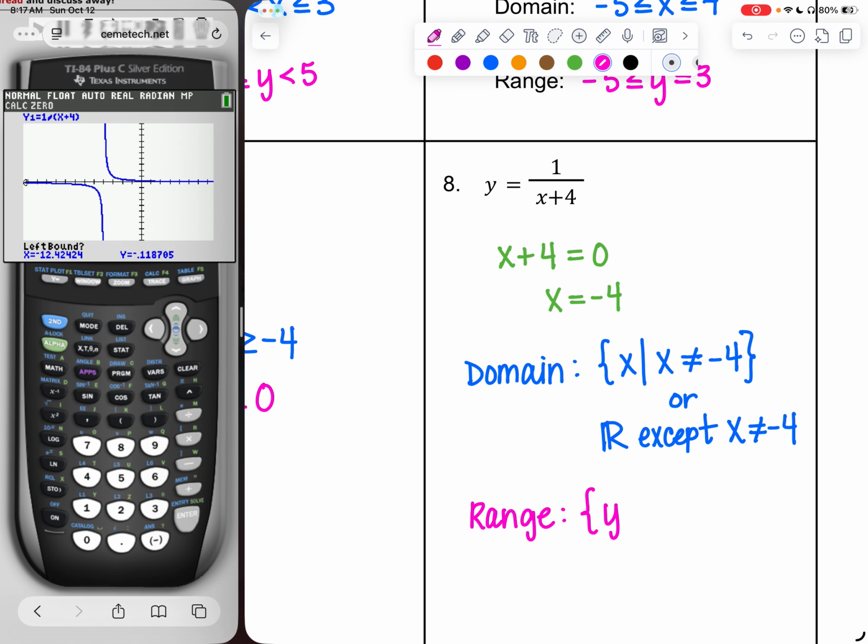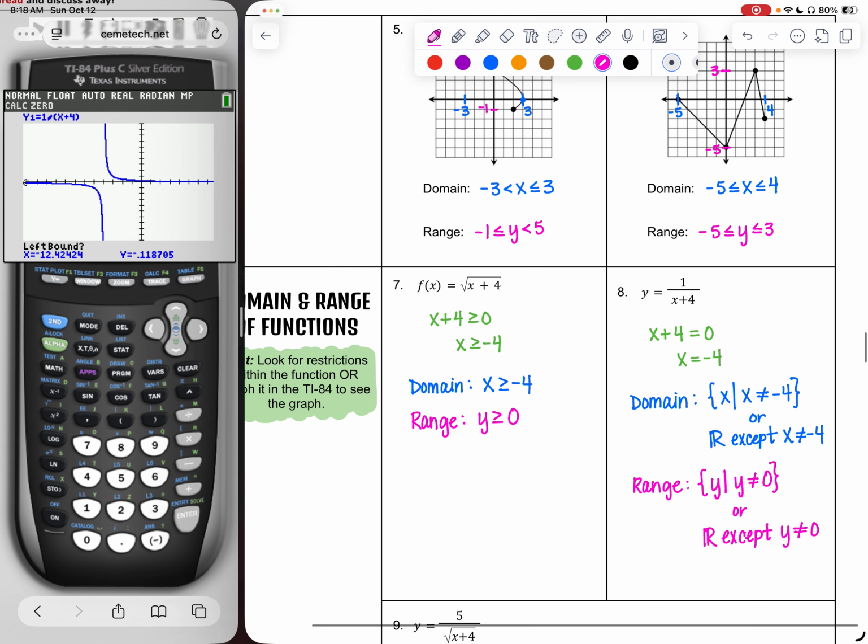If you don't like that, you can say all real numbers except y cannot be equal to 0. Same thing. That's my range.